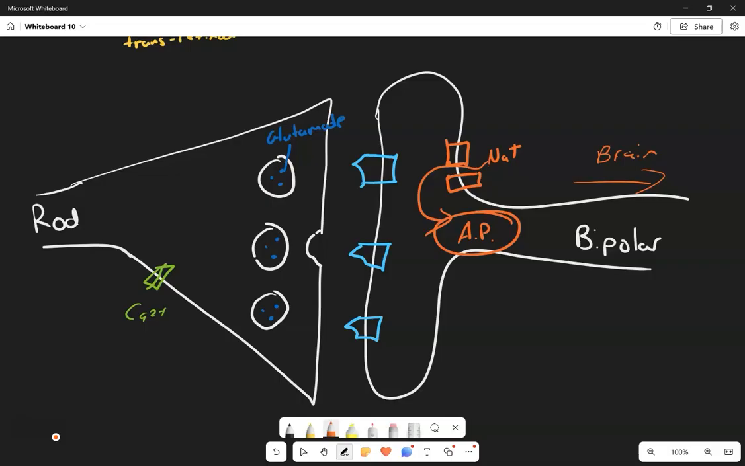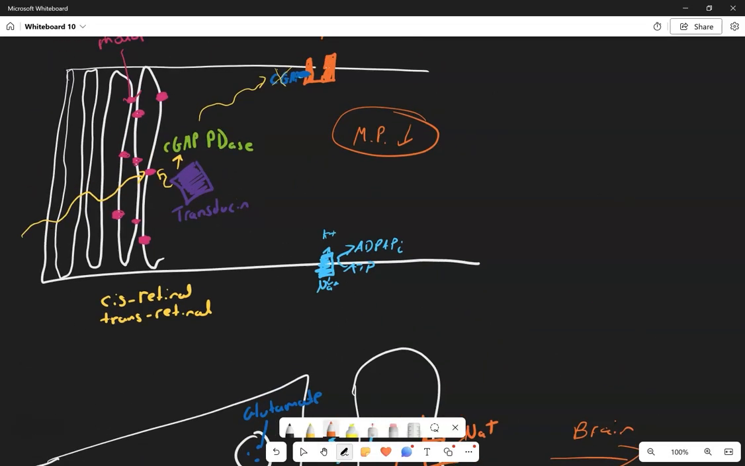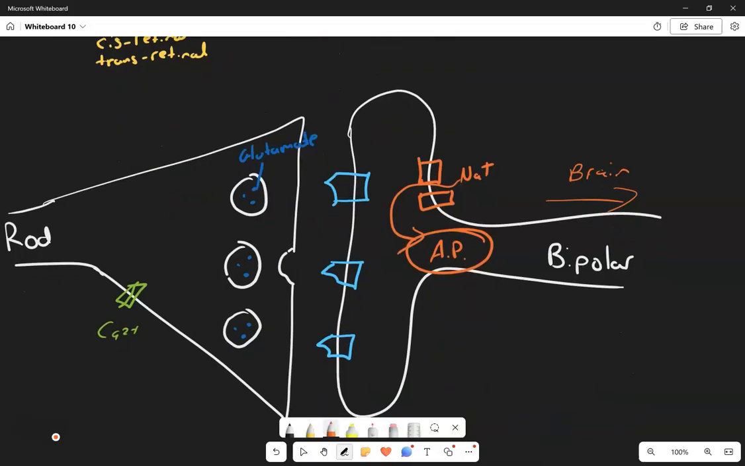So take a minute. I want you to draw out what happens in the light cycle when light is present. Draw out what's happening inside of your rod, and what's happening here at your synapse. Then do the same thing when light is not present. Draw out what's happening in the rod, and draw out what's happening in the synapse. And so when you get all done, your image should look like this.